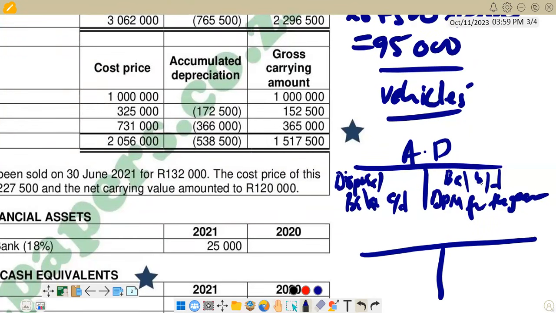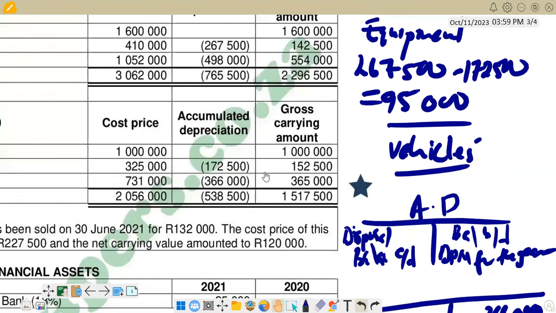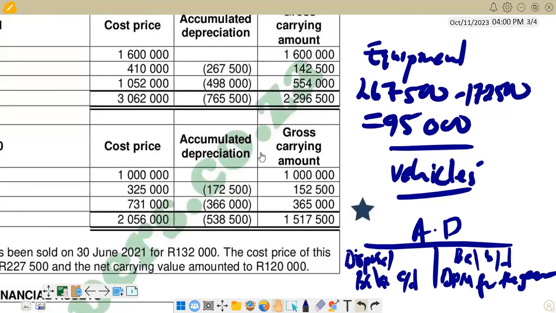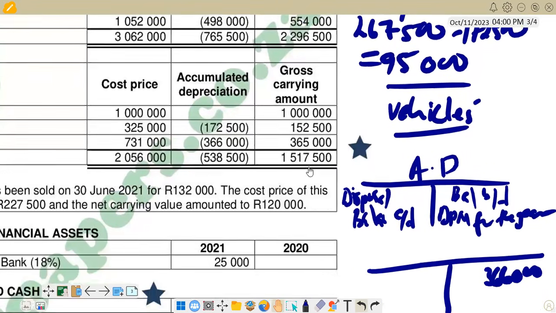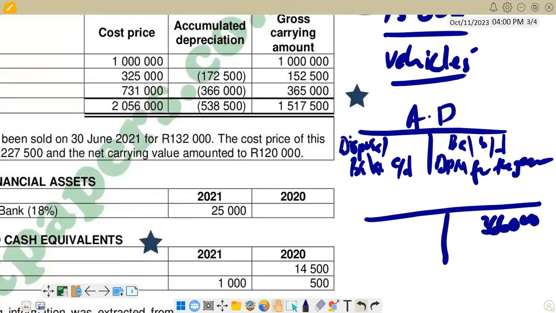So if we do that according to the T account that we have prepared, we see that balance BD at the beginning for vehicles is this one, 366,000. So it comes there on the credit side. Then the accumulated depreciation at the end is the one that we have for 2021 above there, 498,000. We are seeing it here, 498,000. Remember, this one is the CD at the end, 498,000.